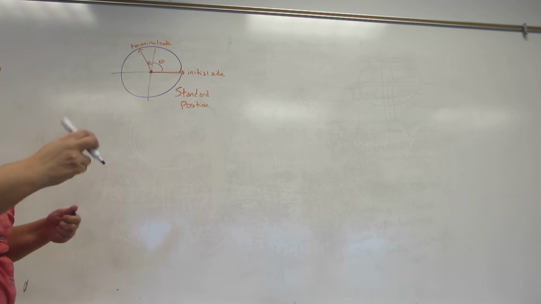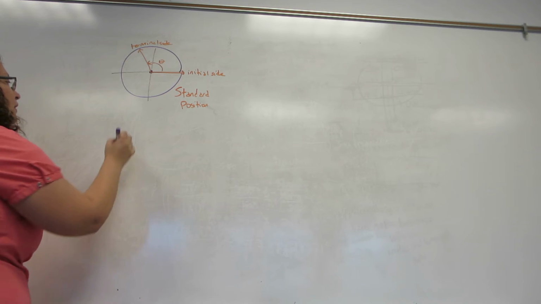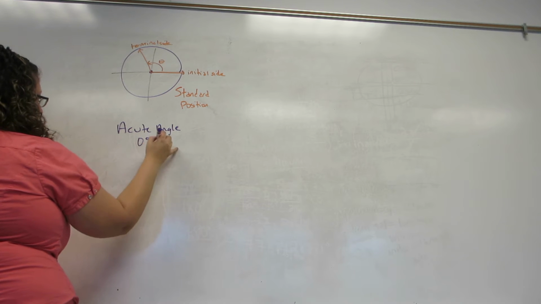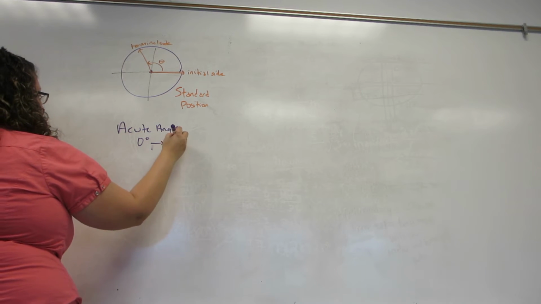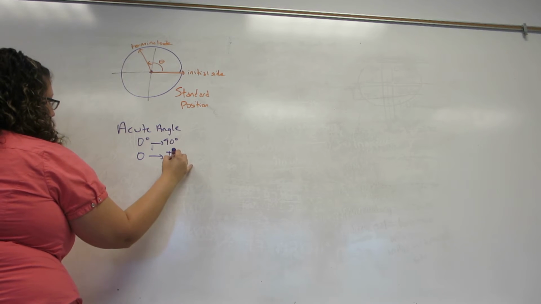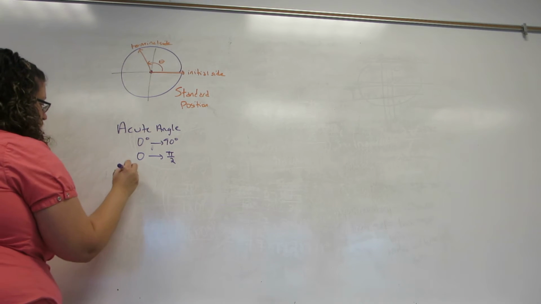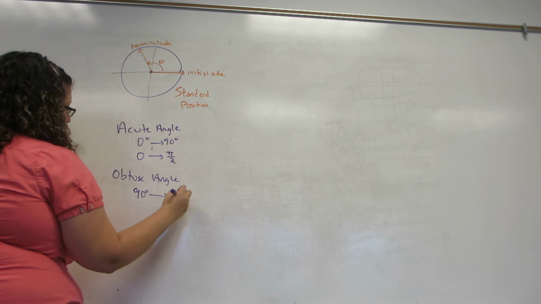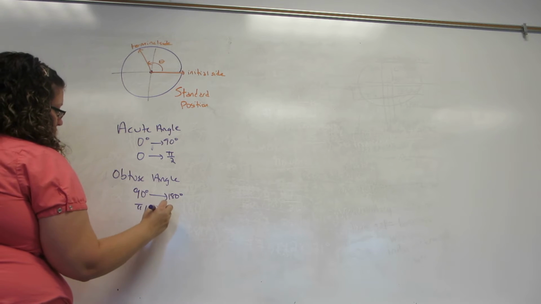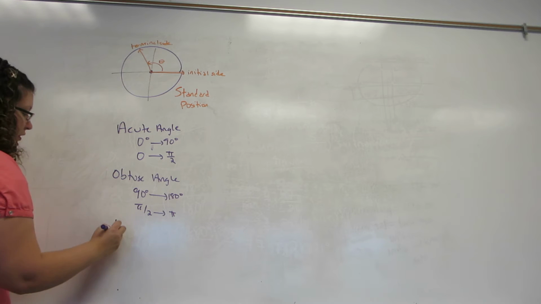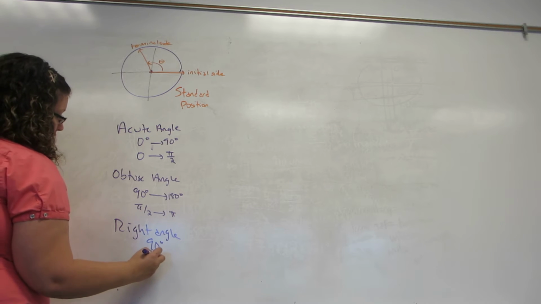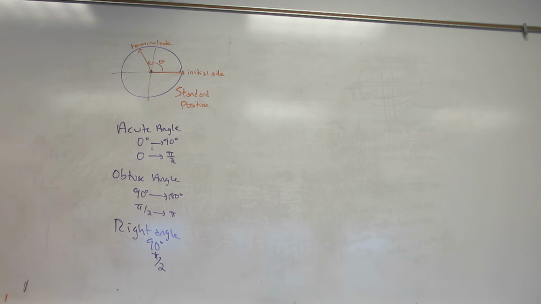Now, we have a couple special kinds of angles. An acute angle is one between 0 degrees and 90 degrees, or in radians, between 0 and pi over 2 radians. Okay. An obtuse angle is one between 90 degrees and 180 degrees, or in radians, between pi over 2 and pi radians. And of course, there's a right angle, which is exactly 90 degrees or pi over 2 radians. Okay. These are special classes of angles that will come up often.